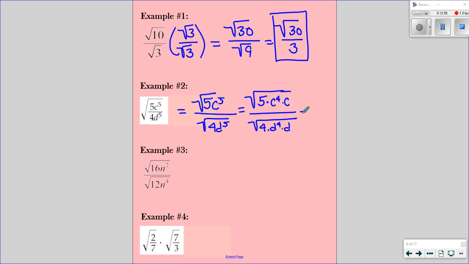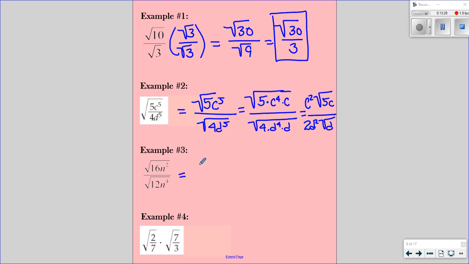All right, so now c to the 4th will be divided by 2, and it'll be outside. 5 and c will stay inside because 5 is a prime number and c has an odd exponent, so it'll stay like that. And then d and 4. 4 is a perfect square of 2, d to the 4th divided by 2 gives you d squared, and then you're just left with a d. And there you go. That's your answer.